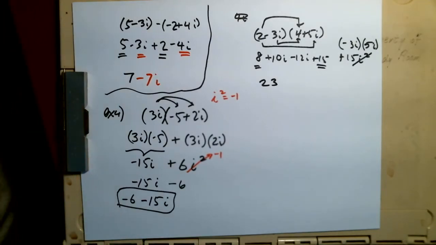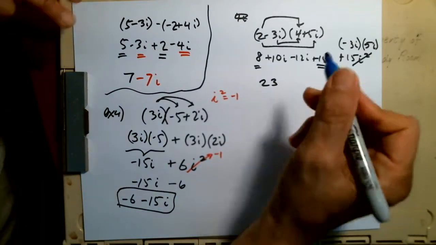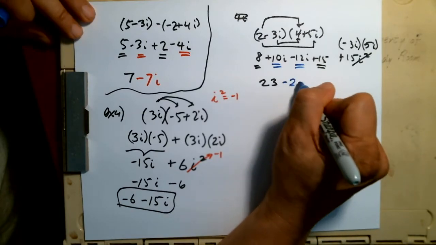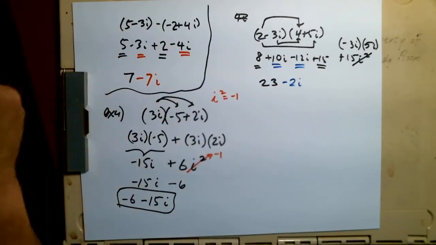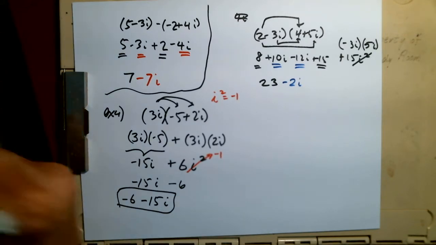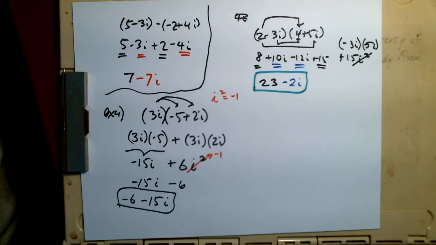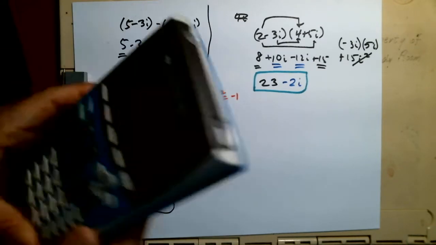And let's do the imaginary portion in blue. 10i minus 12i. You have how many i's? You have negative 2 i's. And that will be your solution of this problem. I'm going to check it with the calculator on both of them to make sure that it works. Let me bring out my calculator really quickly.